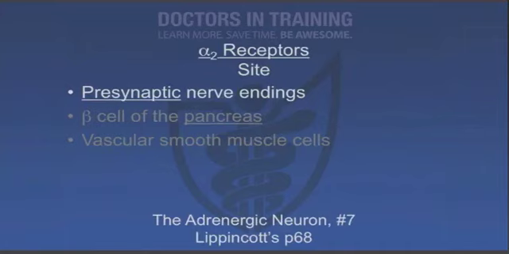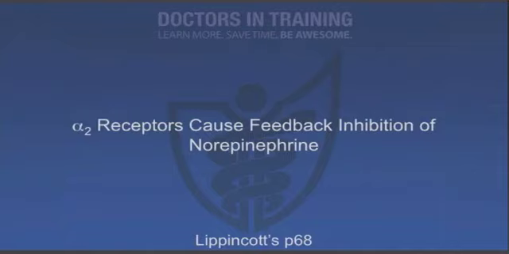Alpha-2 receptors are located primarily on the presynaptic nerve endings. All right? They're also found in a couple other places that are important. They're found in the beta cell of the pancreas, and they're found in certain vascular smooth muscle cells. So stimulation of the alpha-2 receptor causes, think about this for a minute, it's on the presynaptic nerve ending. It's going to cause what's a feedback inhibition of norepinephrine release from the adrenergic neuron. It's basically what's called an inhibitory autoreceptor. Basically, these are found on the presynaptic nerve endings, and they're going to shut down that response.